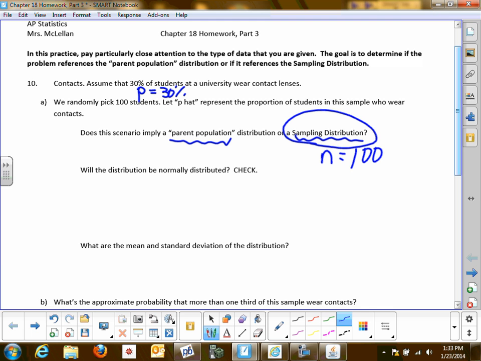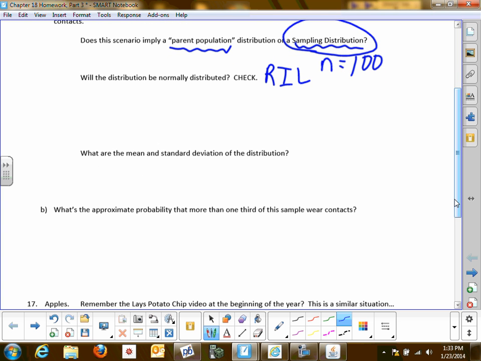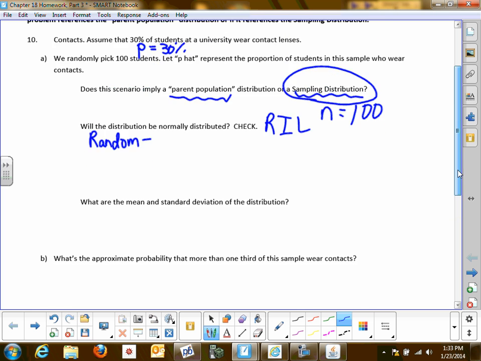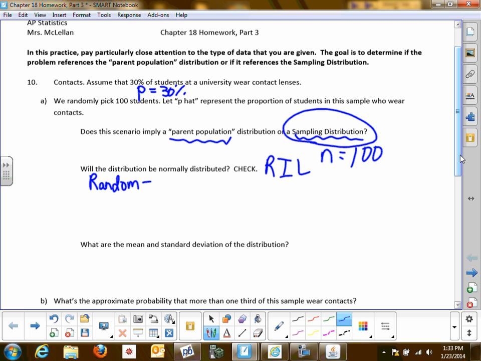Let's check the distribution to make sure it's normally distributed. So people, get real. Check that normal to see if it is normally distributed. That's going to help you remember what you have to do. So what's our first condition? Random. Read the problem. We randomly picked it. So therefore, randomness is stated. Done. Check. Therefore, we are inferring that it's a reasonable representative sample of the students at the university.